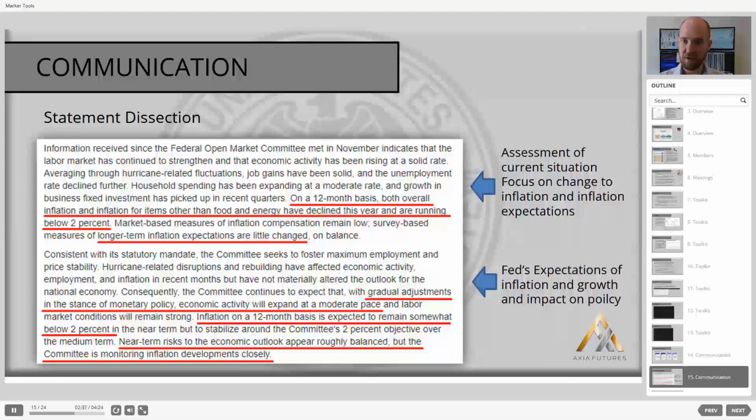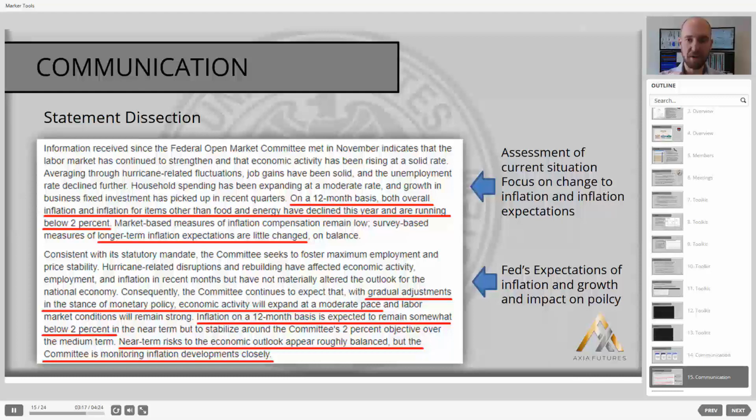Again, inflation becomes key here. So you're looking at where they view that 12-month inflation going. So inflation on a 12-month basis is expected to remain somewhat below 2%. Near-term risks to the economic outlook appear roughly balanced, and the committee is monitoring inflation developments closely. So the key things here are how they view inflation going forward. So at the moment, at this point, they viewed it as somewhat below 2% and expect it to remain there. The other key point is on their outlook. And they use two words here, roughly balanced, to describe the outlook.